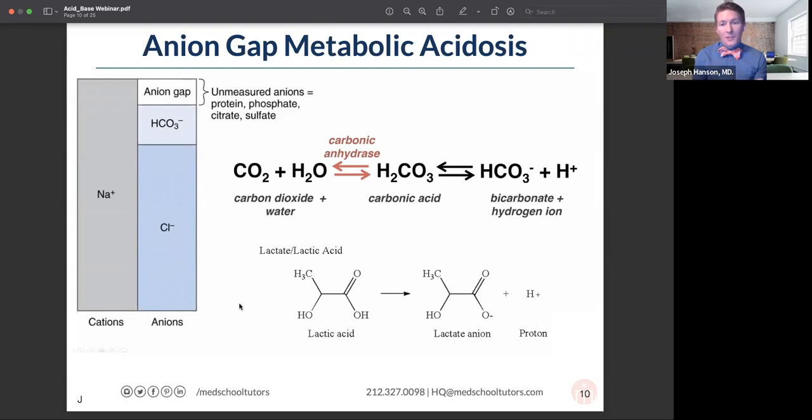That's all the positive charges. There has to be a negative charge that pairs with that. When you look at your routine labs, though, the only negative charges that we usually get are bicarb and chloride. We get sodium, potassium, bicarb, chloride, BUN, and creatinine.